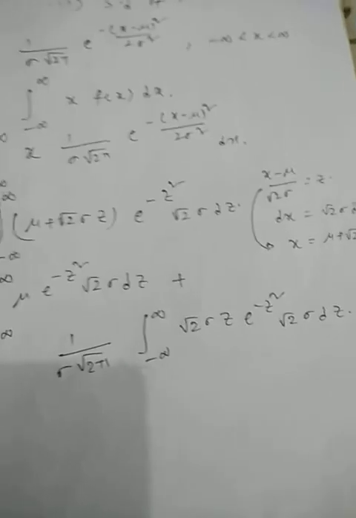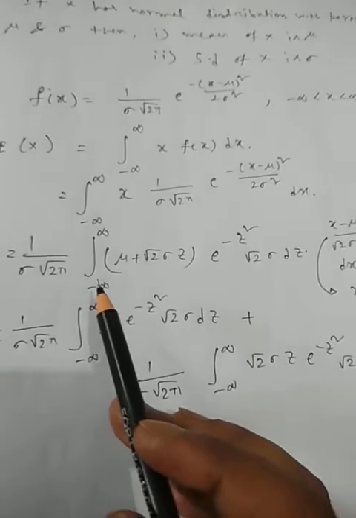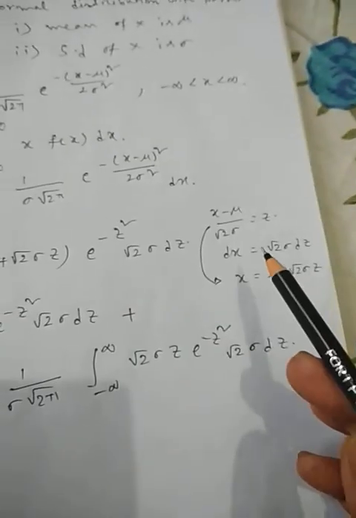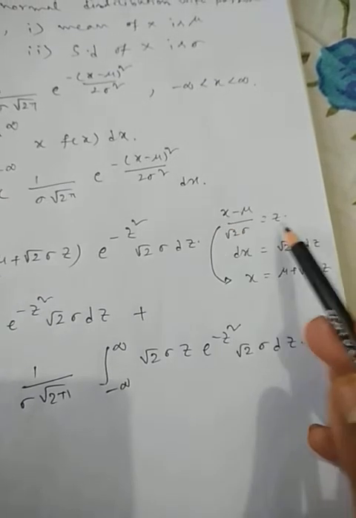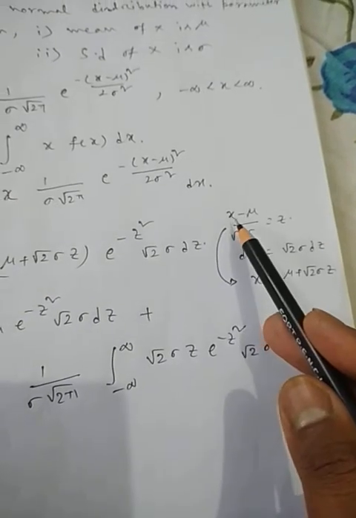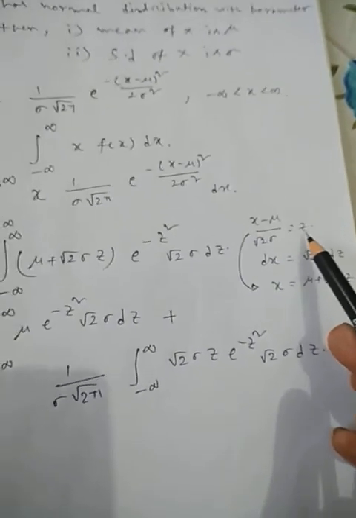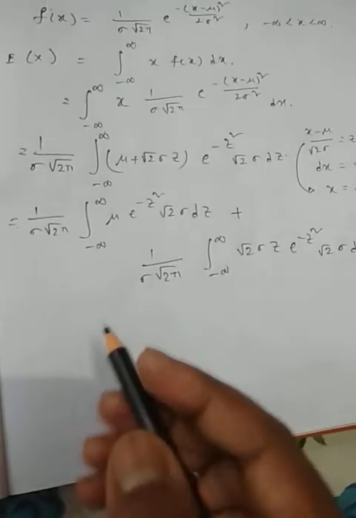One thing I forgot to tell: the limit will not change, because if x is minus infinity, then z will also be minus infinity. If x is plus infinity, then z is plus infinity. So the limit will remain the same.